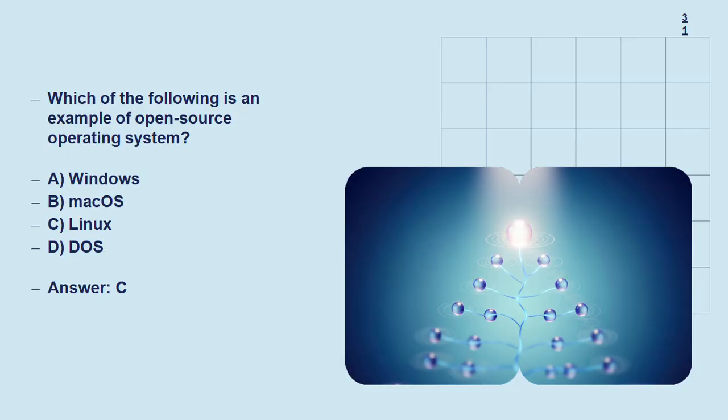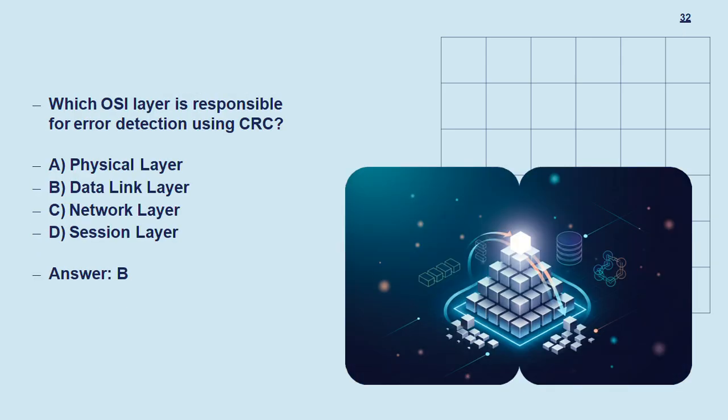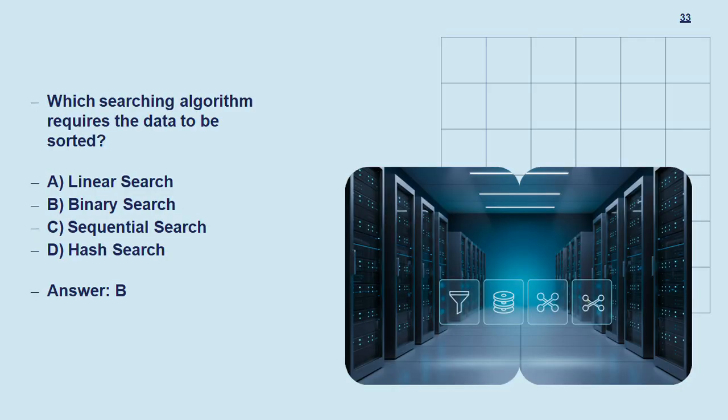Now the next question is, which of the following is an example of an open source operating system? So the open source operating system is Linux. Our next question is, which OSI layer is responsible for error detection using CRC? So it is layer number 2, which is the data link layer. Next question is, which searching algorithm requires the data to be sorted? So binary search requires the array to be in sorted order.